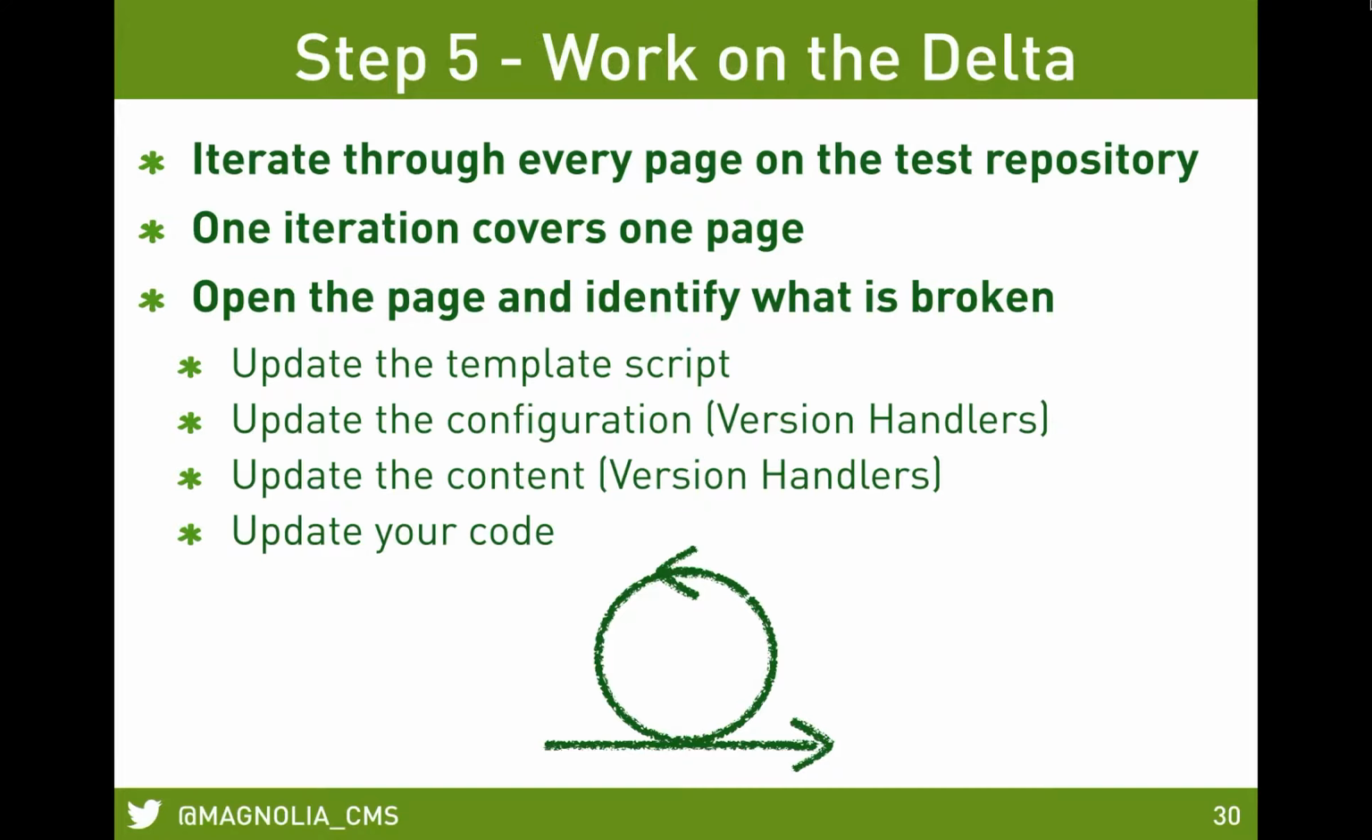Now, this is step 5, to work on the delta, so basically to work on all the things which were not migrated successfully by the automated phase. So it's an iteration. You will have to go through each page, try to identify what is wrong and fix what is wrong. So you have 4 possibilities. Either the problem comes from the template script itself, so you will have to fix the FTL, or it comes from the configuration, so you update the template definition, for instance, or it can come from the content itself, so you will have to fix the content.